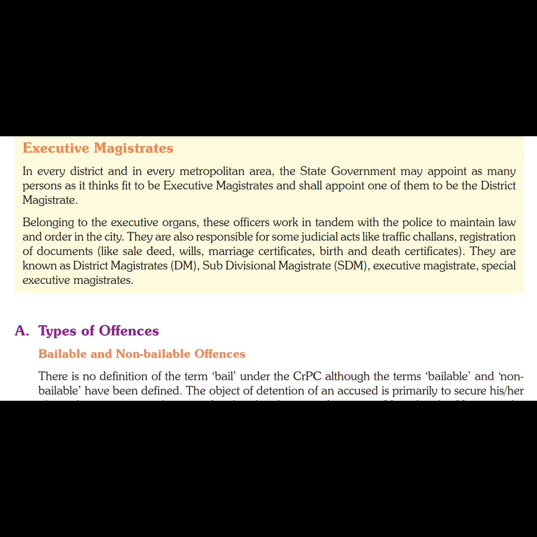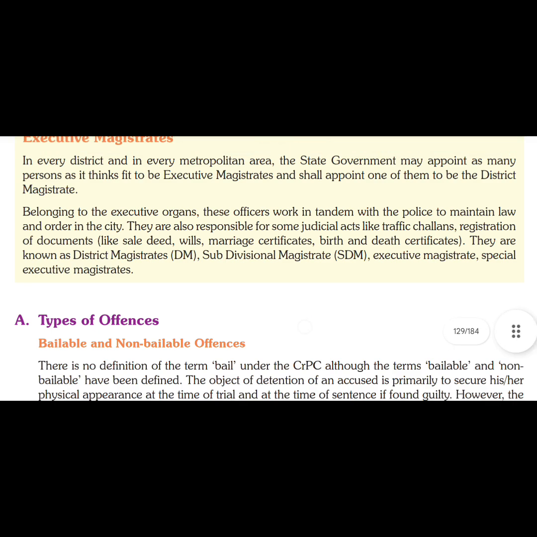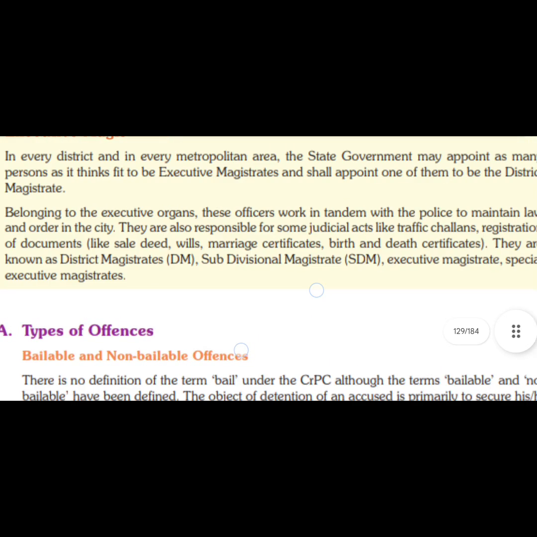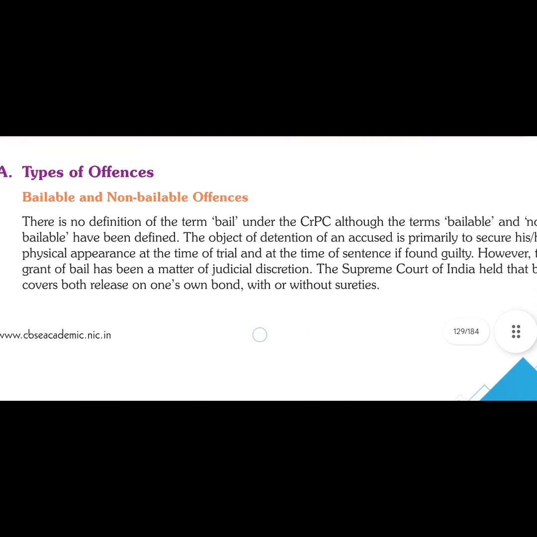As I told you, these officers work in tandem with police to maintain law and order. They are also responsible for judicial acts like traffic challans, registration of documents, sale deed, wills, marriage certificates, birth, death certificates. They are known as district magistrate, subdivisional magistrate, executive magistrate, special executive magistrate. Okay, nothing to explain as such.